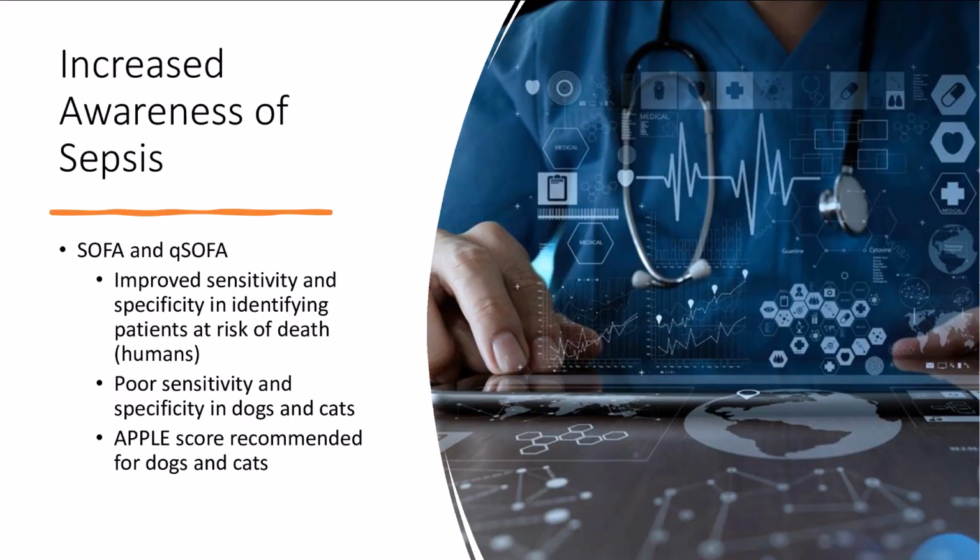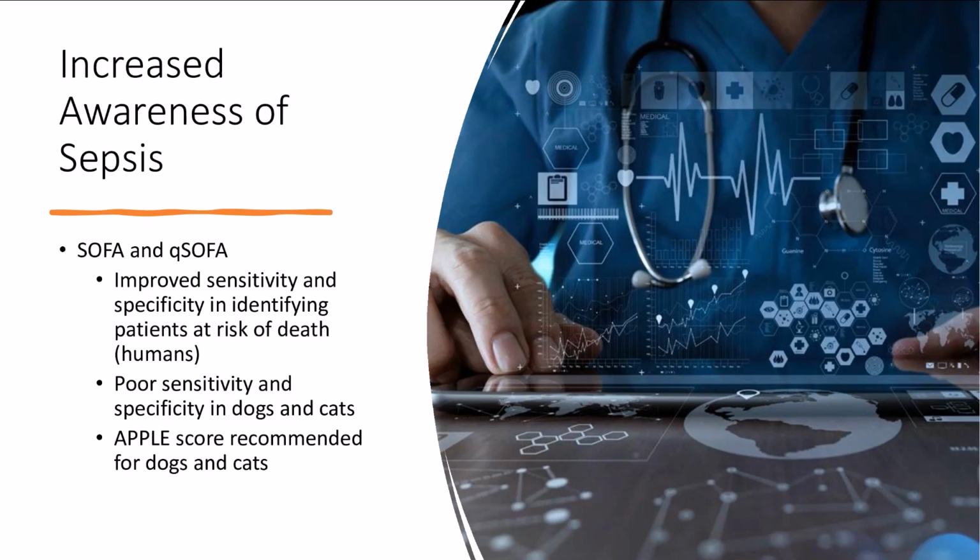There was a study that looked at the use of SOFA and Q-SOFA scores in dogs and cats and found that it has quite a poor sensitivity and specificity. Now, for animals, we tend to want to use the Apple score, and that's what I would recommend. It is a scoring system that has been validated for both dogs and cats.